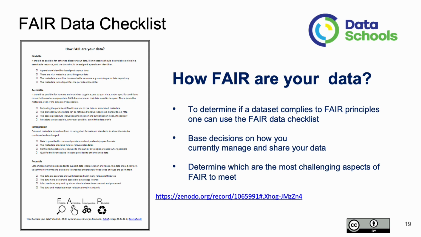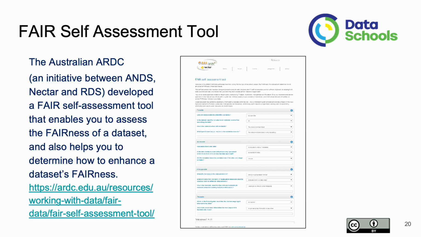So how FAIR is your data? There's also a data checklist that you can use to determine if your data complies with the FAIR data principles. So go and have a look at that checklist. Now the Australian Research Data Commons, or ARDC, which is an initiative between ANDS, Nectar and RDS, developed a FAIR self-assessment tool that enables you to assess the fairness of a dataset, and it also helps you to determine how to enhance a dataset's fairness.